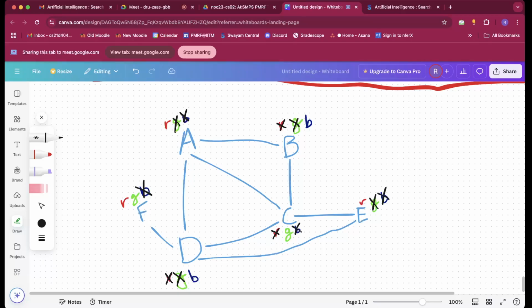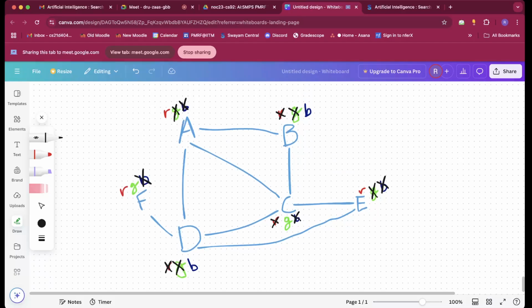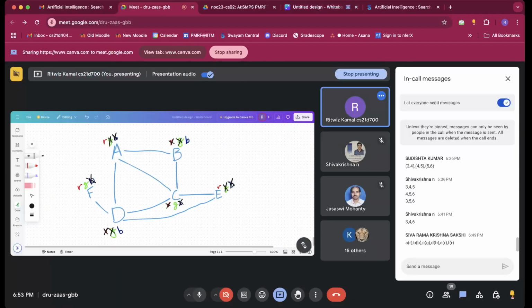Next we will assign a color to E. E has only one option left, which is R, so red will be assigned to E. And F has two options, red and green, right? So F can take either of those colors. So this gives the solution to us for the map coloring problem.